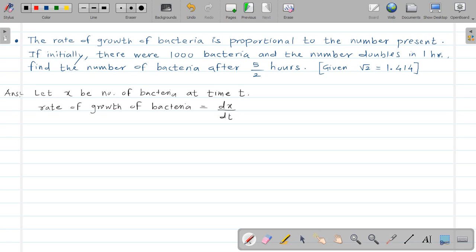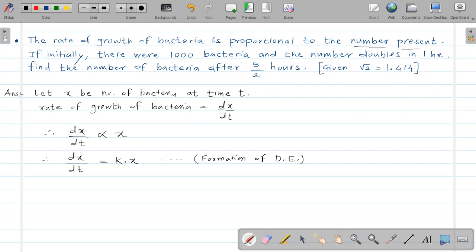Now it is given that this rate of growth of bacteria, that is dx by dt, is directly proportional to the number present. Now the number present is x, so we get dx by dt is directly proportional to x, and hence by considering the proportionality constant we get dx by dt is equal to k into x. So by the given condition here we get the differential equation. So this is the formation of the differential equation from the given condition, as earlier we have discussed in all the steps.